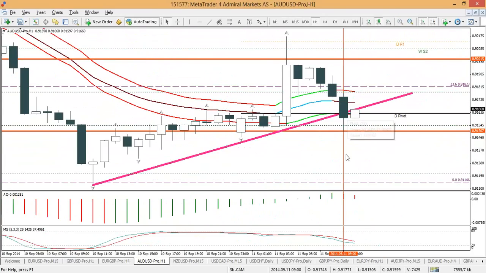From a discretionary point of view, it could easily be, you know, it's quite a toss-up. So to get more confirmation, it could be wise to wait for a break of the candle low, last hour's low basically.